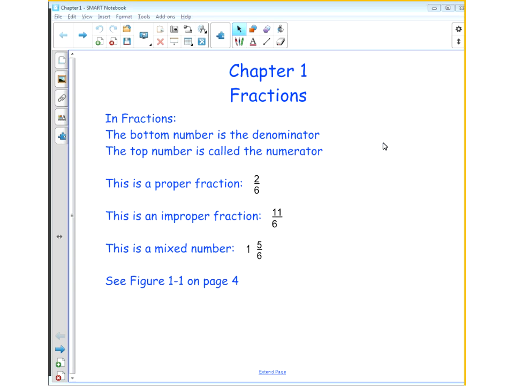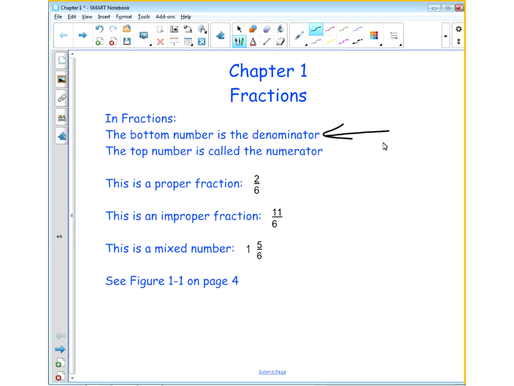We're not going to be covering a lot of definitions in this class, but here's a couple you will need to know. In fractions, the bottom number is the denominator. The top number is the numerator. This is a proper fraction, well, almost. Actually, it should be written reduced down like this to 1/3. But with the numerator, it needs to be smaller than the denominator to make it a proper fraction.